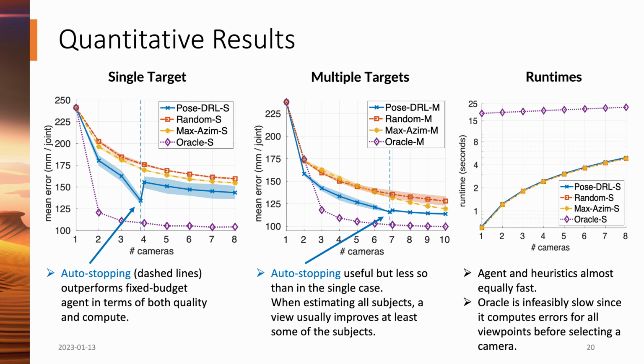The final plot shows the runtime of the model compared to the baselines plotted in log scale. The y-axis is the runtime in seconds, and the x-axis is the number of selected cameras. The agent's policy requires little extra time in comparison to the pose estimator, which makes the agent and the baselines almost equally fast. This, however, is not true for Oracle, which needs to evaluate all cameras to compute a respective reconstruction error in order to select cameras in order of ascending error.